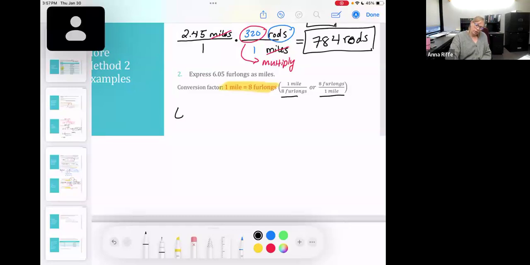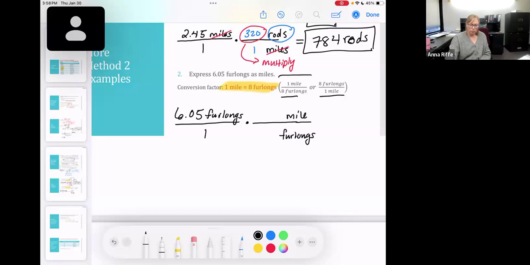So I'm going to start by writing my 6.05 furlongs as a fraction, which means I'm going to put the denominator as 1. And I'm going to choose to multiply in such a way that I have my starting value of furlongs on top, which means I want to multiply by the unity fraction that has furlongs on bottom. That means I should have miles on top. So I'm going to choose my unity fraction that has miles on top, furlongs on bottom, and write in the corresponding numbers that go with miles and furlongs.